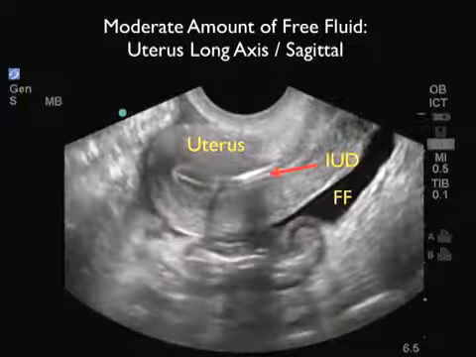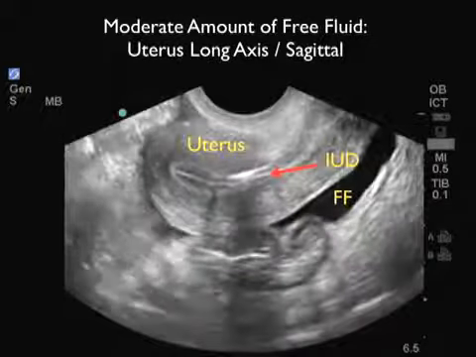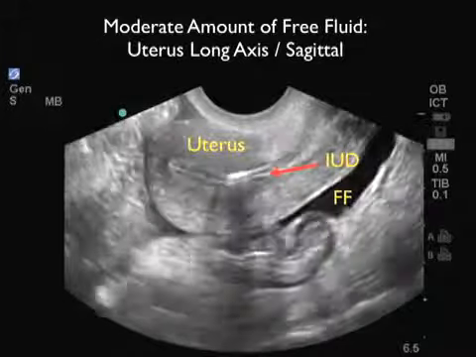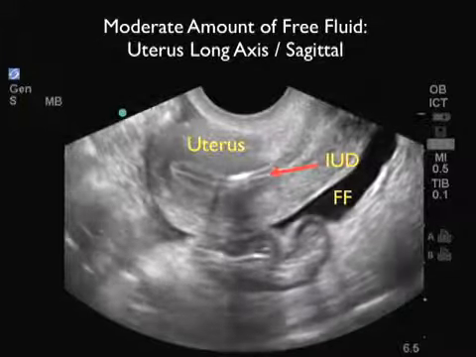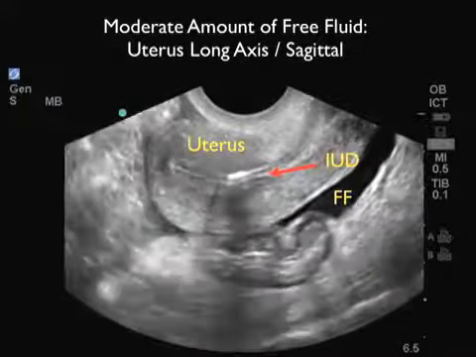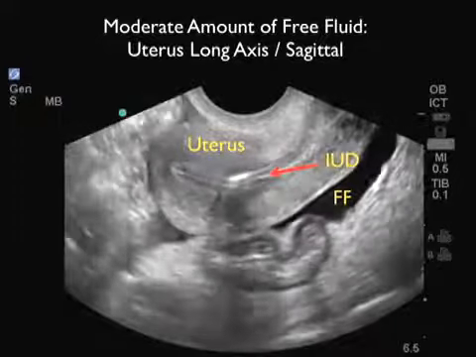So unfortunately, this patient had a ruptured ectopic pregnancy, and all that free fluid is blood tracking into the pelvic cul-de-sac. So a moderate to large amount of free fluid in that patient with a ruptured ectopic pregnancy.